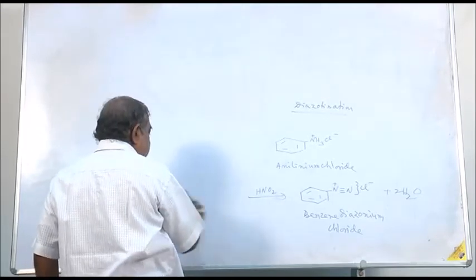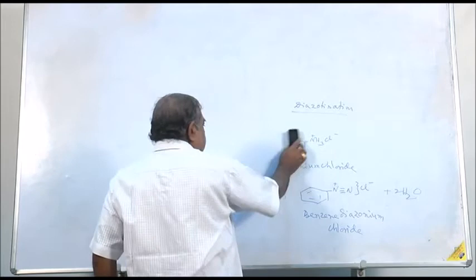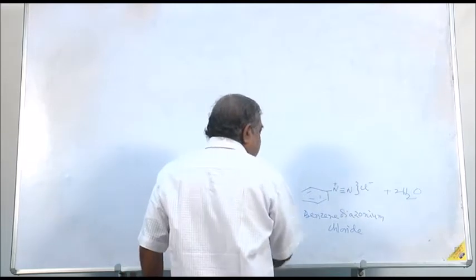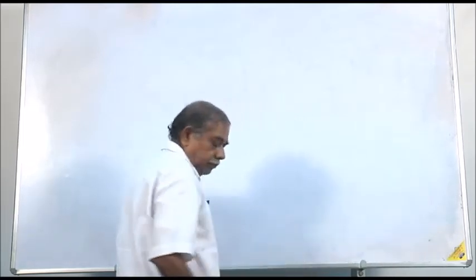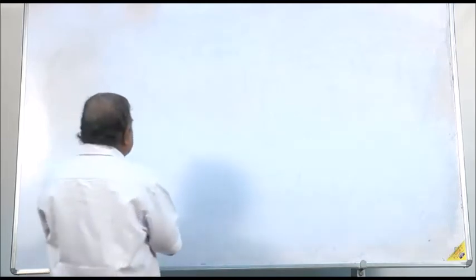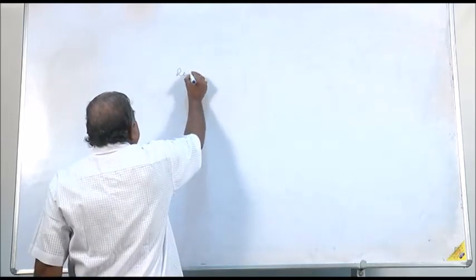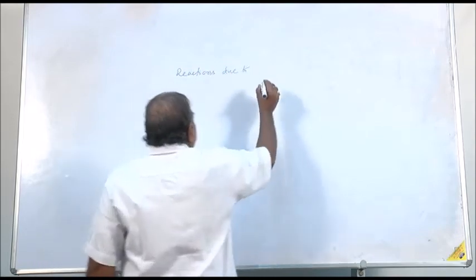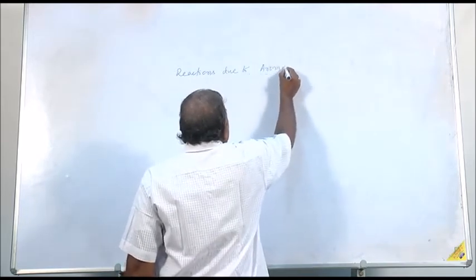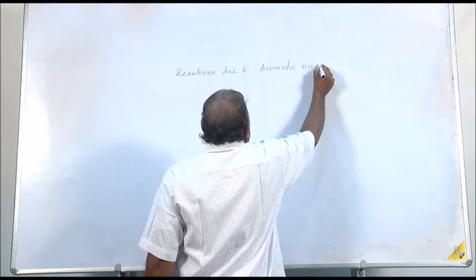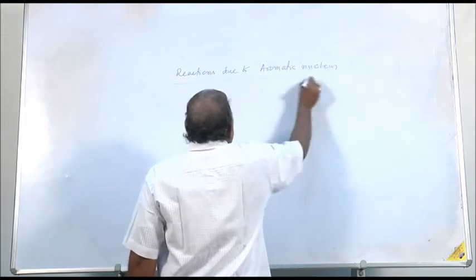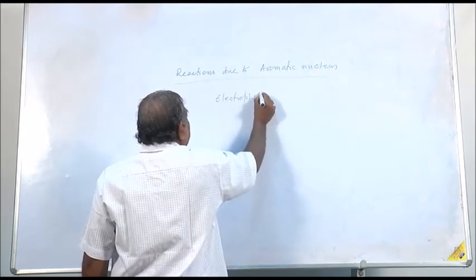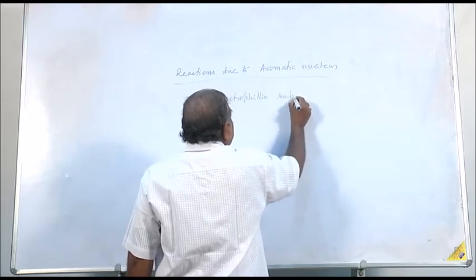So these reactions we have discussed so far are reactions due to the amino group, the NH2 group. Next we will discuss reactions due to aromatic nucleus. Now it undergoes electrophilic substitution.